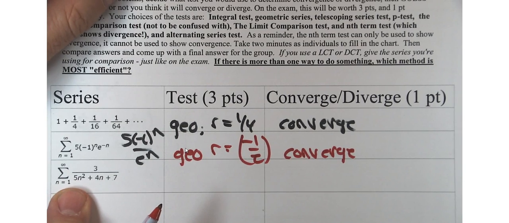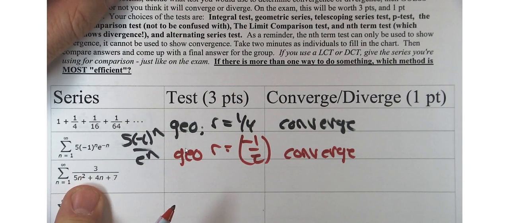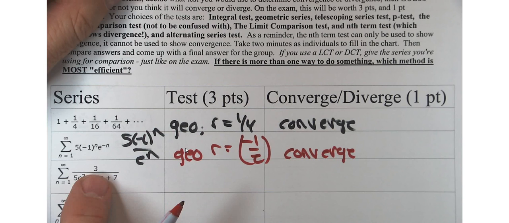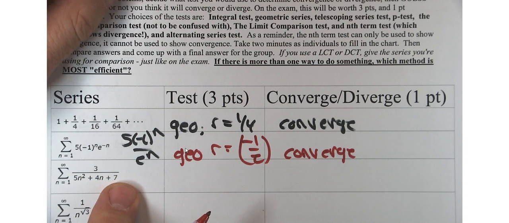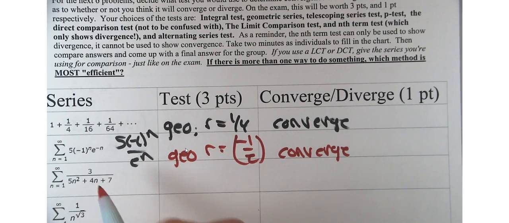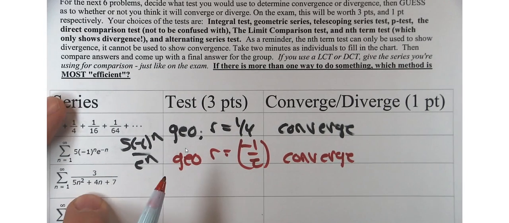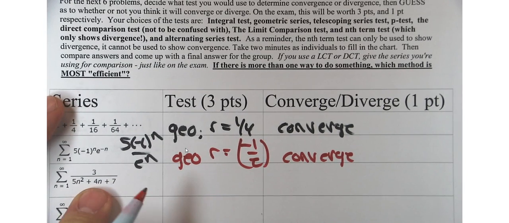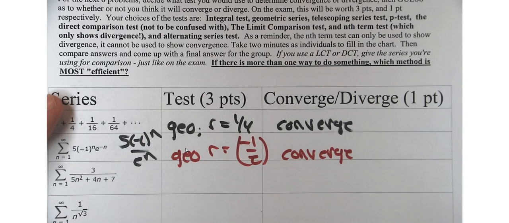This next one, what I'm seeing mostly is a 3 over 5n squared. These other terms don't matter so much. Now, when you're looking at convergence, it's really that leading term here that's going to make a difference. I think you could use the direct comparison test. This one looks like it's going to converge to me because we've got an n squared.